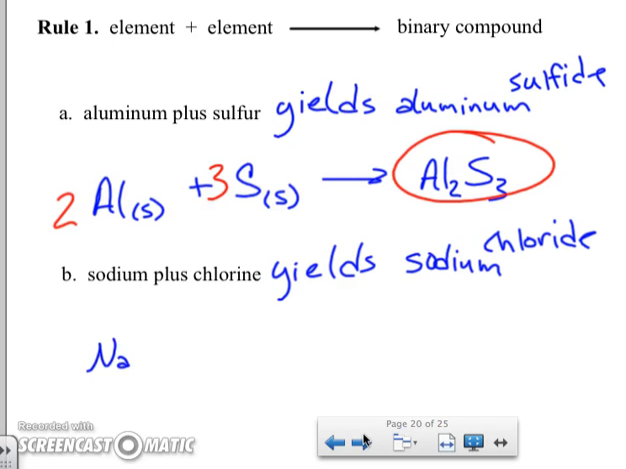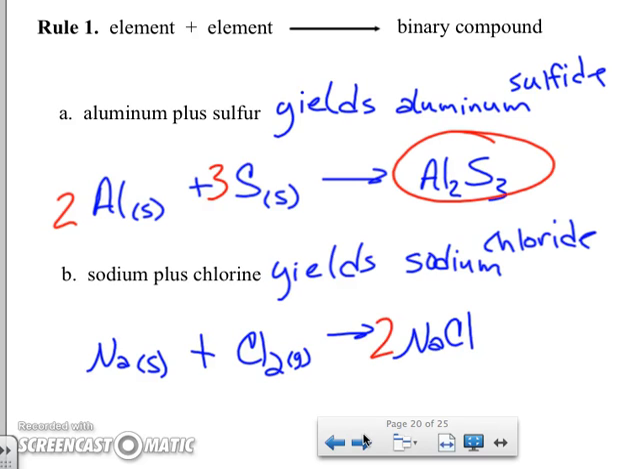Sodium, a metal, would be a solid, plus chlorine, we need to remember our diatomics, also a gas, would yield sodium chloride. Balancing the charges, it's NaCl, a 1 plus 1 minus charge. And the last thing we would need to do is balance this equation. 2 chlorines in the reactants, we need 2 in the products. Changing our sodiums, we need 2 in the reactants. Again, the reason we know that this is a synthesis reaction is because there is only one product.